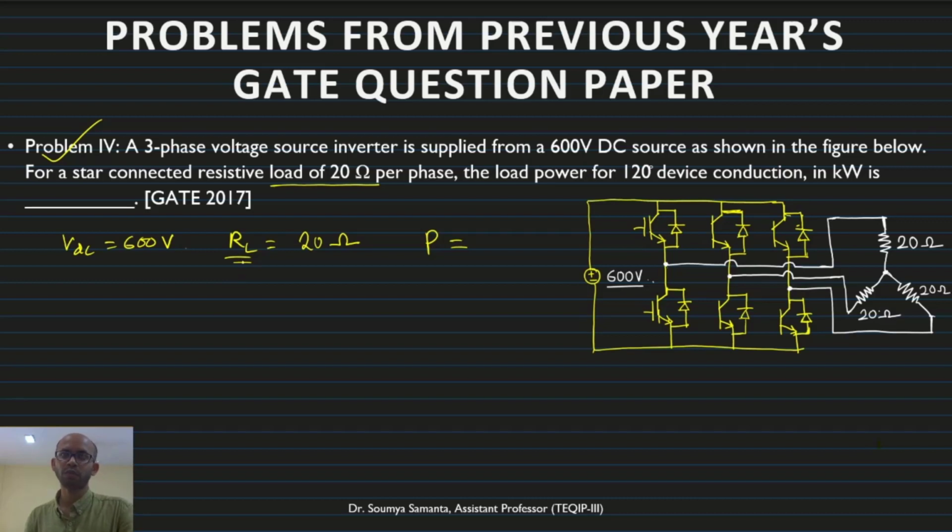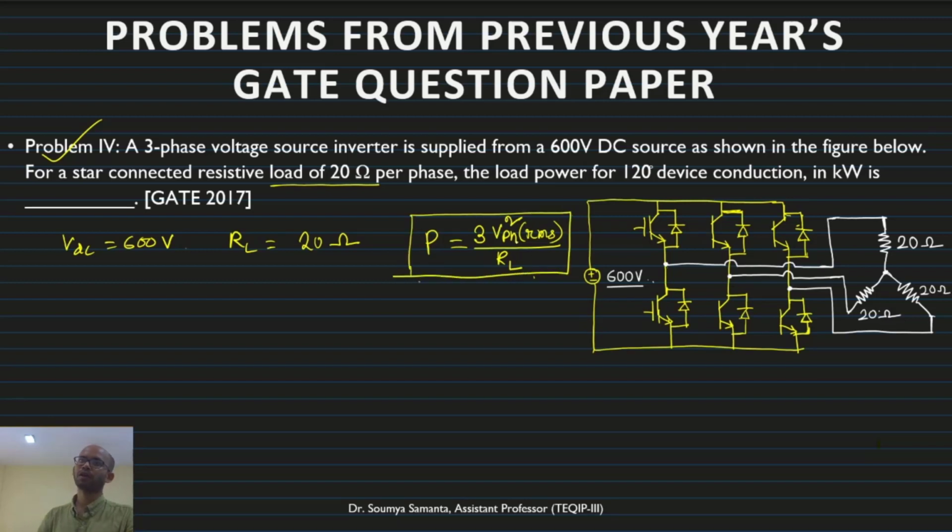If we can find out the phase voltage RMS, then per phase power we can calculate as V square by R, and then the total will be 3 of VPH RMS square by RL. This will be the expression. We can directly put it here. The only thing is that we have to find out the RMS value of the phase voltage VPH.